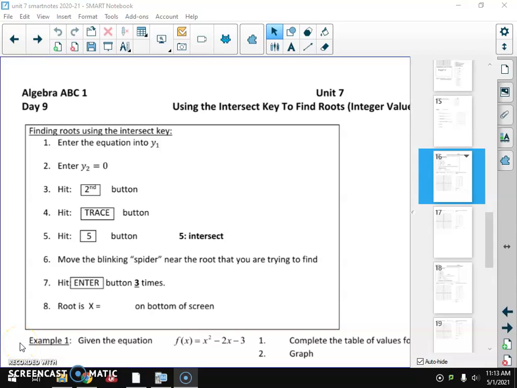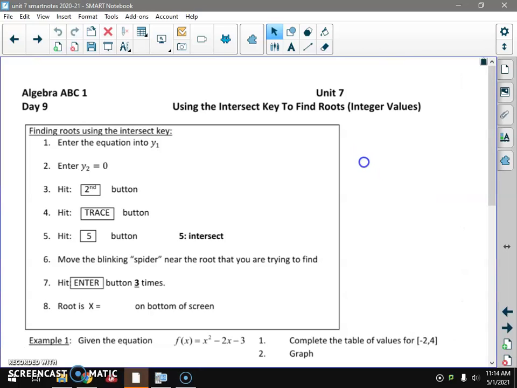Hi guys, this is Algebra ABC 1, Day 9 for Unit 7 on more graphing quadratic equations, U's, but we're going to do something a little different today. We're going to learn the intersect key, how to find roots, how to find where the U hits the x-axis, but we're going to do it using the calculator. So here's our steps. The very first ones are familiar. Number 4 and 5 are going to be the new one, the intersect key.